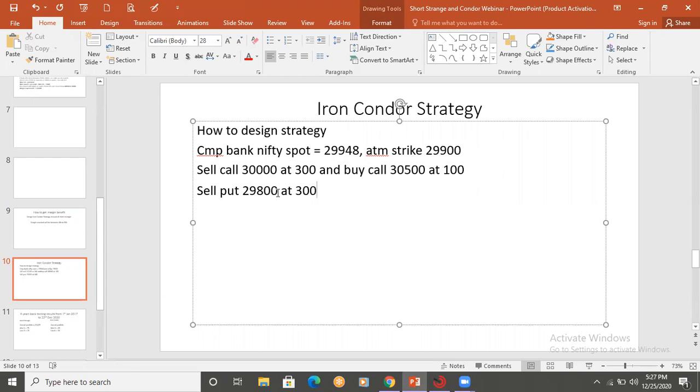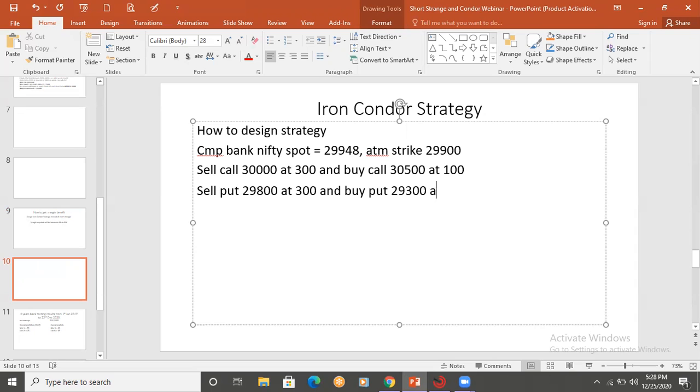Same thing we need to do for the put option. I sold the 29,800 put option at 300 rupees. Now this is the naked position. To protect this, what I will do, guys, I will also buy the 29,300 put option. If I get a one-sided strong rally in Bank Nifty, let's assume this rally happened on the downside, so again this position will give me a loss, but I can make some profit in the 29,300 put as I'm buying this. So again, this position will protect me to some extent.